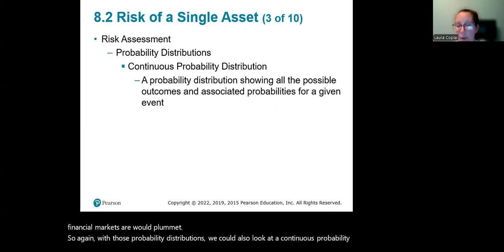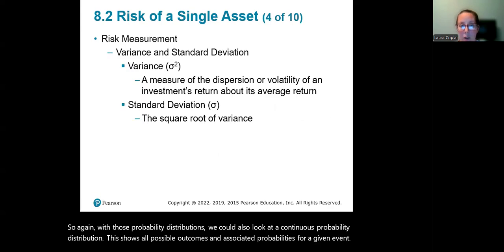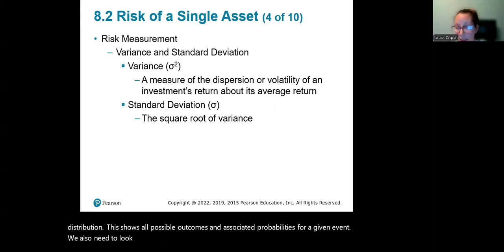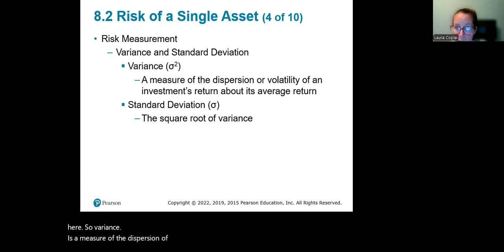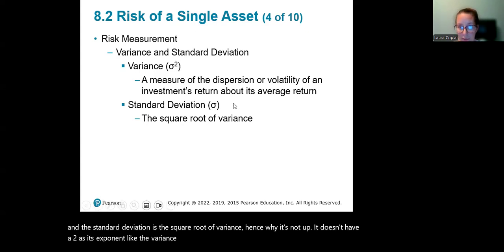This shows all possible outcomes and associated probabilities for a given event. We also need to look at variance and standard deviation. So we're looking at our deviations here. Variance is a measure of the dispersion or volatility of an investment's return about its average return. And the standard deviation is the square root of variance. Hence why it doesn't have a 2 as its exponent like the variance does. It is the square root, so that gets rid of that second exponent power.